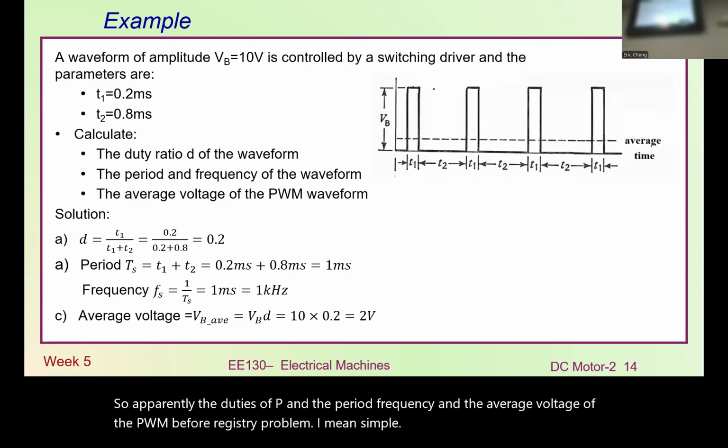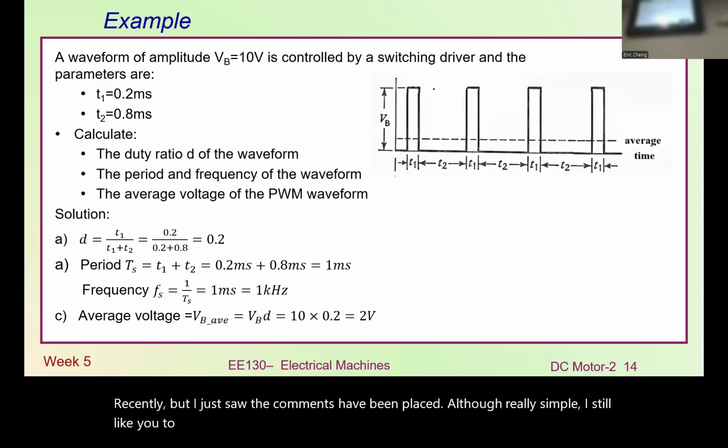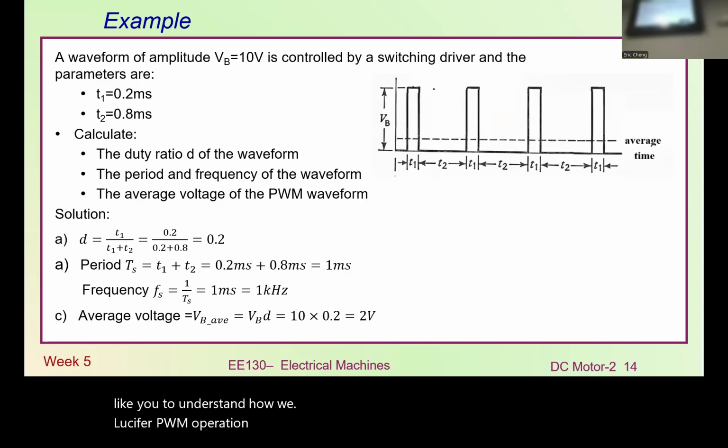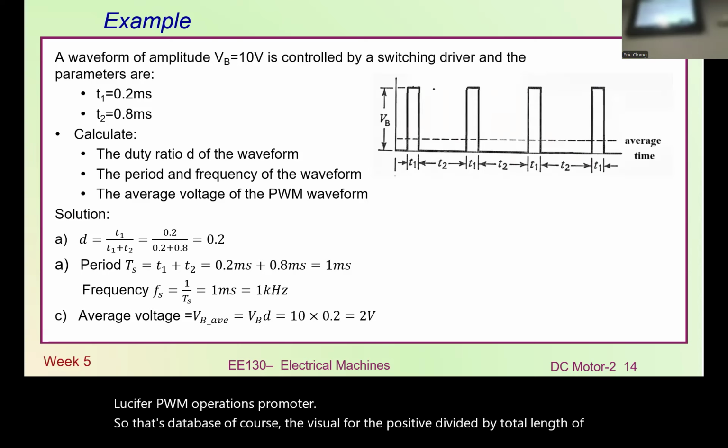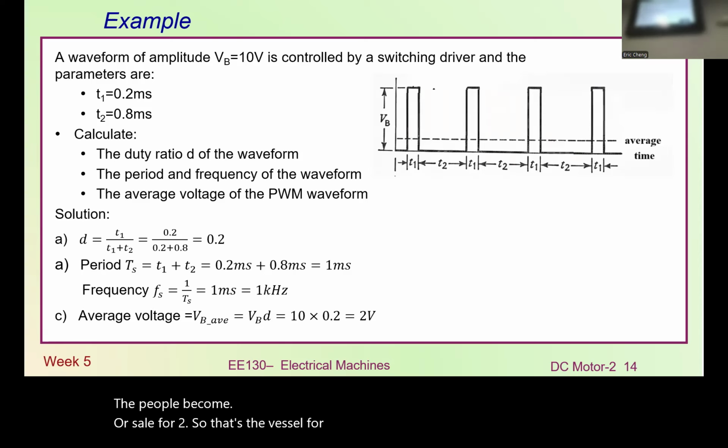I just show the concept because although it's really simple, I still want you to understand how we use PWM operation for a motor. The duty ratio is the pulse time divided by the total length of the period. Here the pulse is 0.2, so the ratio is 0.2, or 20%. That's the ratio for the waveform. And then the period will be T1 plus T2, obviously 1 millisecond.